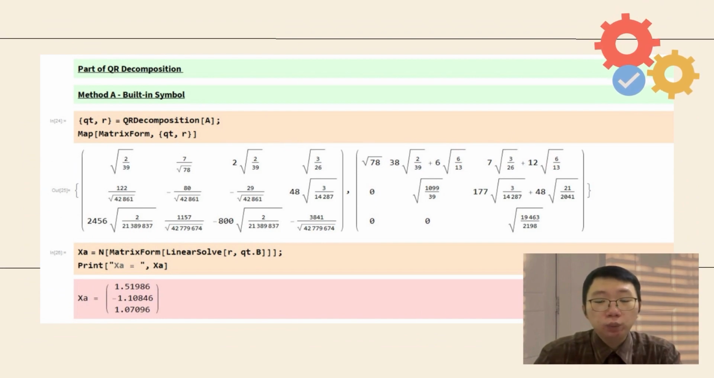This is about the built-in function for QR decomposition. As the QR decomposition built-in function is run, we will have two solutions and we set them as QT and the small letter r. We use the built-in function map in input 24 to make a better arrangement of the QR decomposition solution. In the end, we use LinearSolve to find the solution as shown in the pink region.